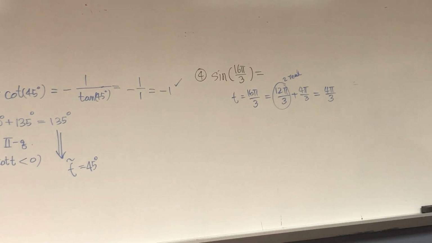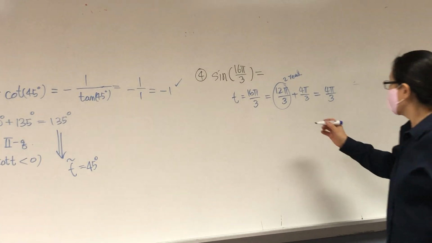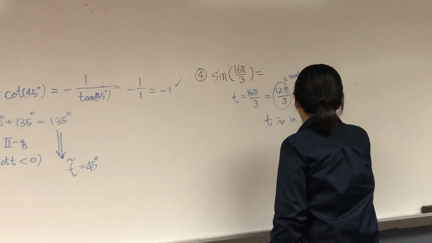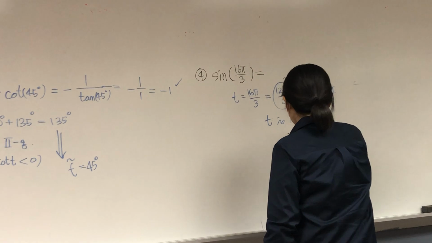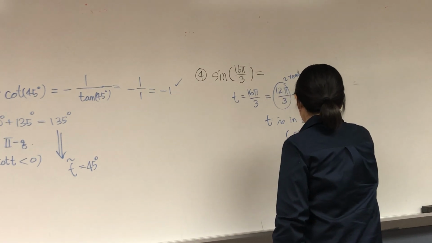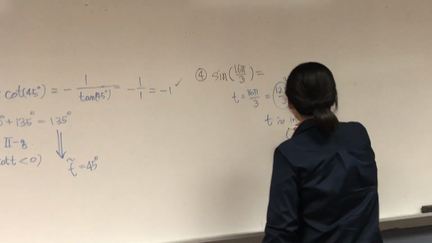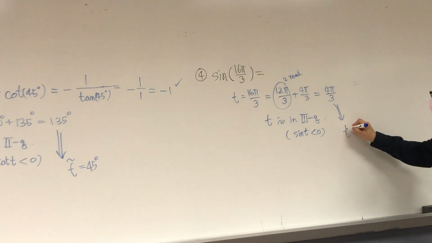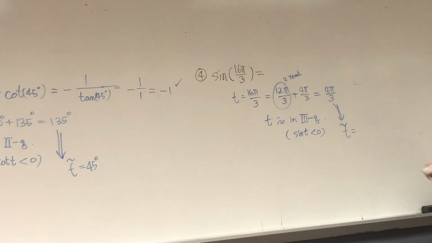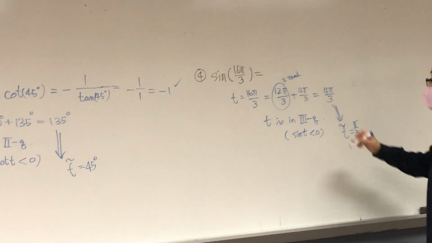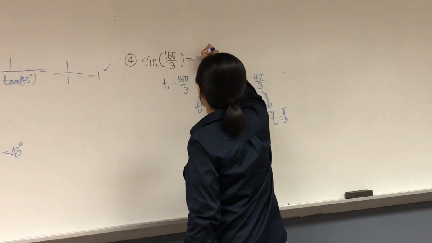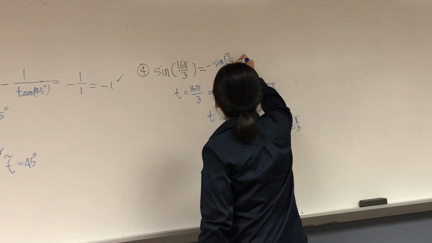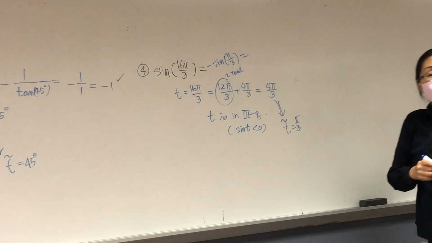And then this one is in which quadrant? Yes, t is in the third quadrant. In the third quadrant, your sine is what? Negative. And because this one is bigger than 90 degrees, you need a t tilde. What is t tilde? Pi over 3. Good job. So what did you answer? Negative sine pi over 3. What is sine pi over 3?